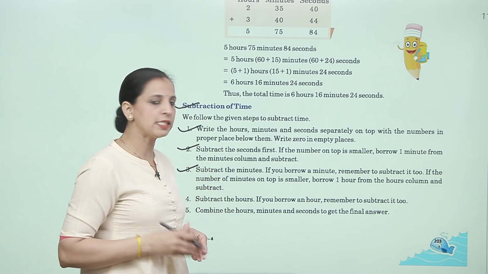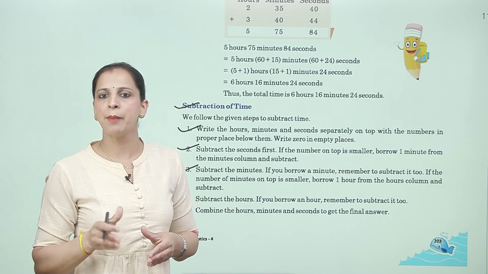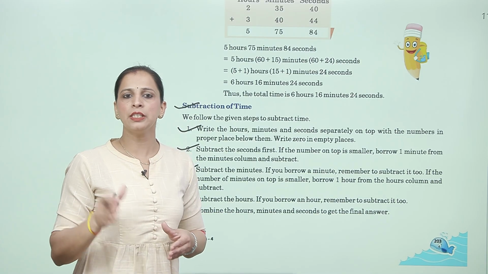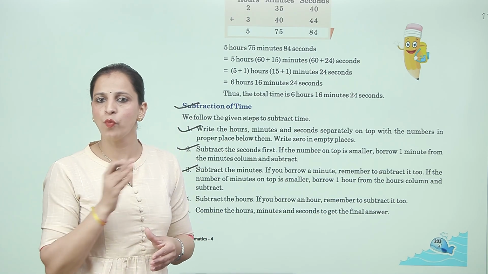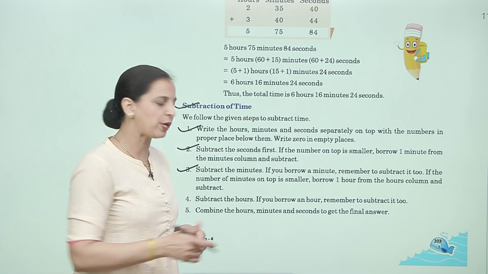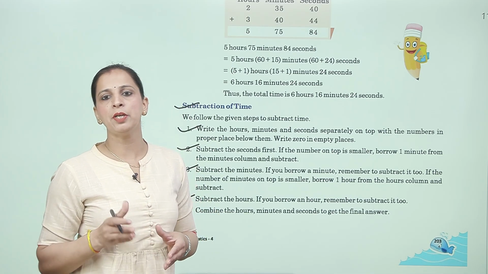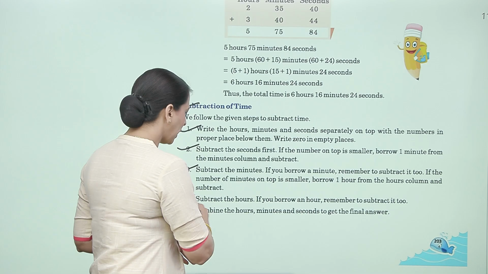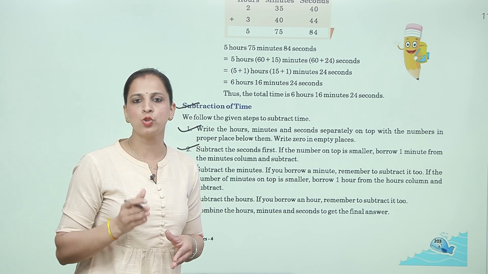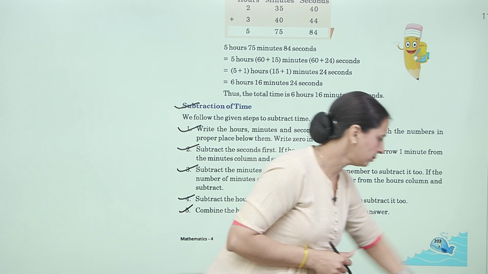Now subtract the minutes. If you borrow a minute, remember to subtract it too. If the number of minutes on top is smaller, borrow 1 hour from the hours column and subtract. Next, now subtract the hours. If you borrow an hour, remember to subtract it too. Now combine the hours, minutes and seconds to get the final answer.